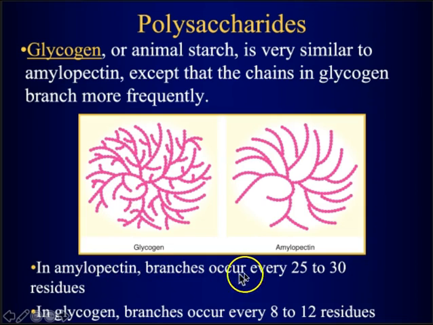So in amylopectin, it branches every 25 to 30 residues, but in glycogen, it's every 8 to 12. So, 2 to 3 or 4 times as efficient, or more branches. So that just means that there's that much more surface area for animals to be able to prune that glycogen to get that energy. So there's a lot more storage and a lot more ability to release the energy quickly with using glycogen versus amylopectin.